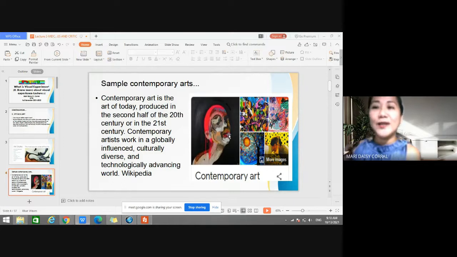Why? Because it looks like a 3D. The thing that we have discussed a few days ago, that when you look at a painting, it doesn't look like a flat thing on a surface or your canvas, but it looks like a 3D thing. So that's modern.